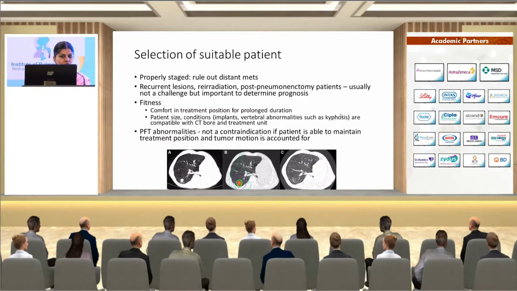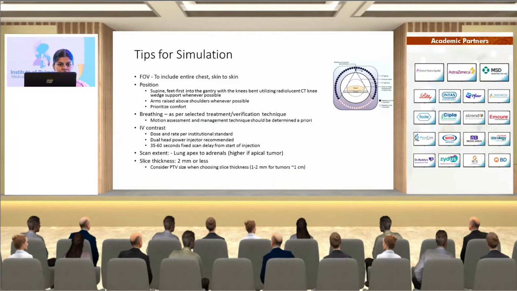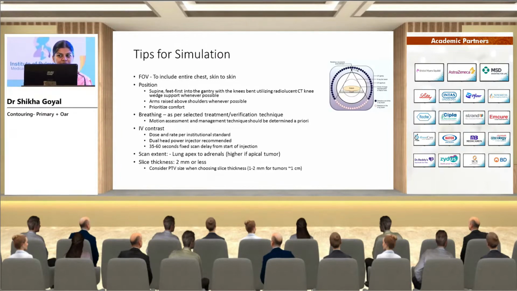So, Dr. Anand has already dealt with the patient selection as well as target selection, so I will not deal with these. For simulation, the only tip is that when you are simulating, the FOV should include the entire chest, skin to skin. So that is one thing that has to be kept in mind, especially for bulky patients. And the patient's position should be very comfortable because these treatments are typically long.